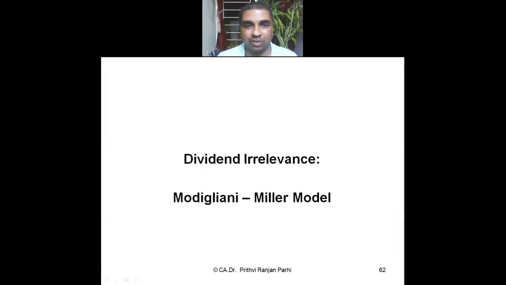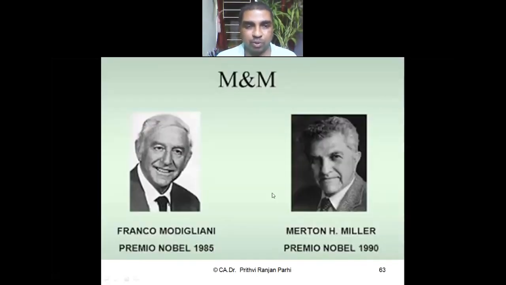This is the dividend irrelevant theory we have to talk about. This theory is Modigliani and Miller's theory. Are you able to see these photos? They are the founders of this theory, Franco Modigliani and Martin H. Miller. Both of them are Nobel laureates. They developed this theory, called the Modigliani and Miller theory, popularly called the M and M theory, or MM theory.